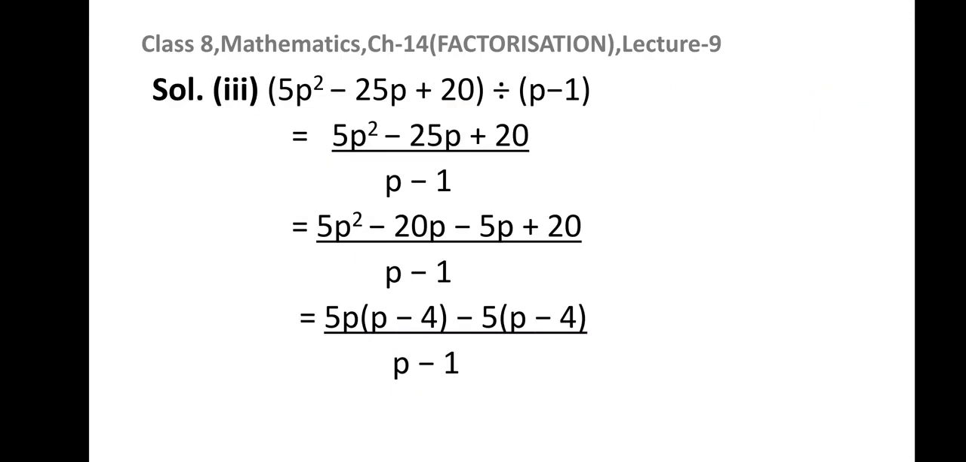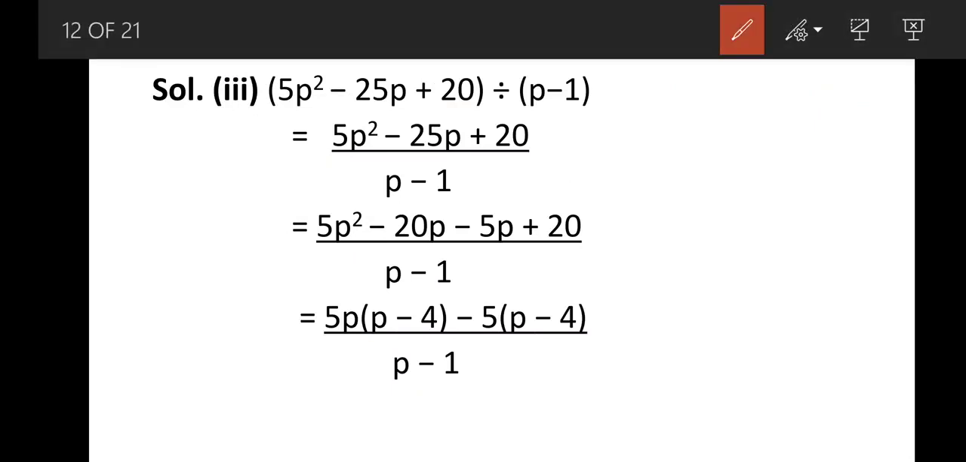Now this is the solution of the third part. We need to divide 5p² − 25p + 20 by p − 1. Initially we did questions of splitting the middle term where the coefficient of the variable p², or x², used to be always 1, but here it is 5.